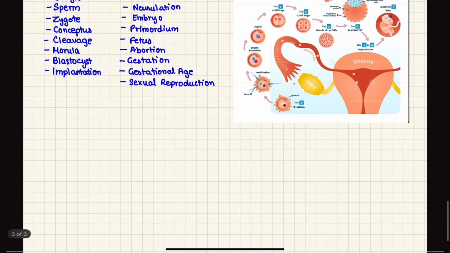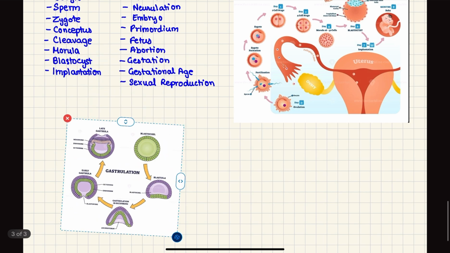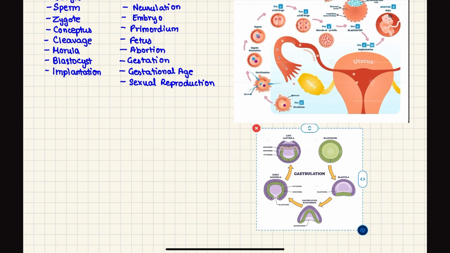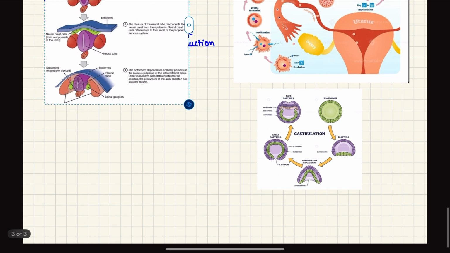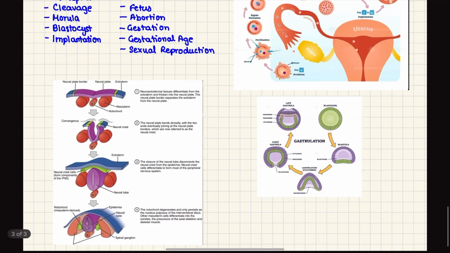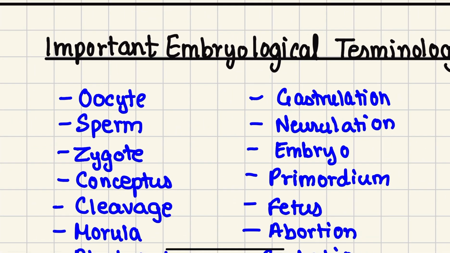Now we come to some important embryological terminologies. I'll just add 2-3 photos so that it's easier for me to explain. Should have done that a little earlier, but it's fine. Important terminologies include oocyte, sperm, zygote, conceptus, cleavage. These are very basic terms.